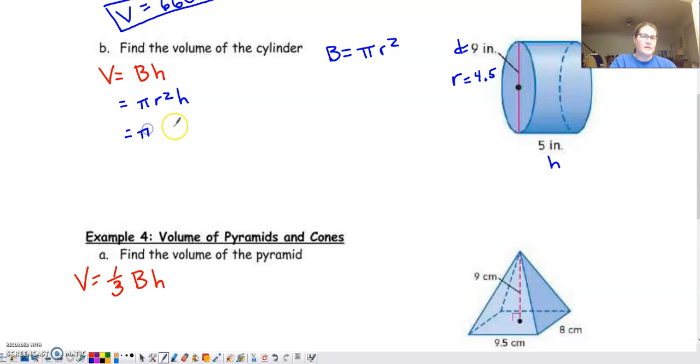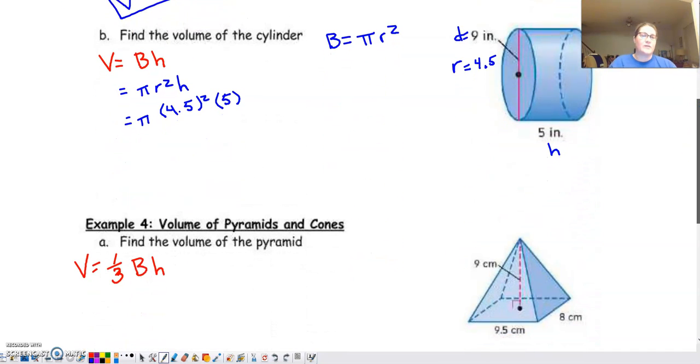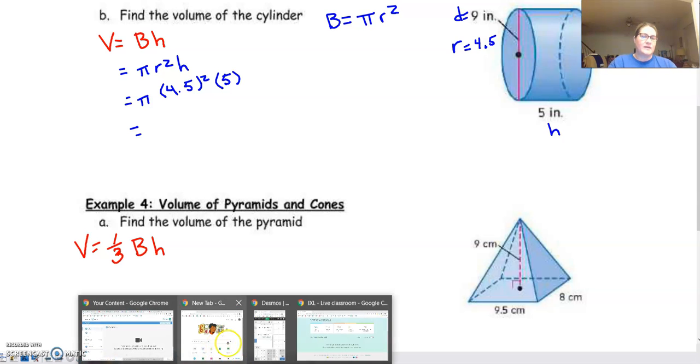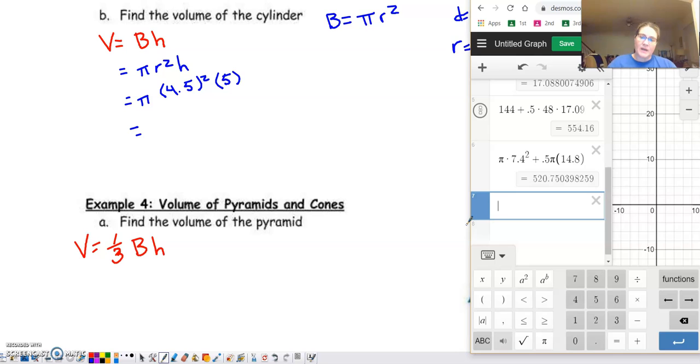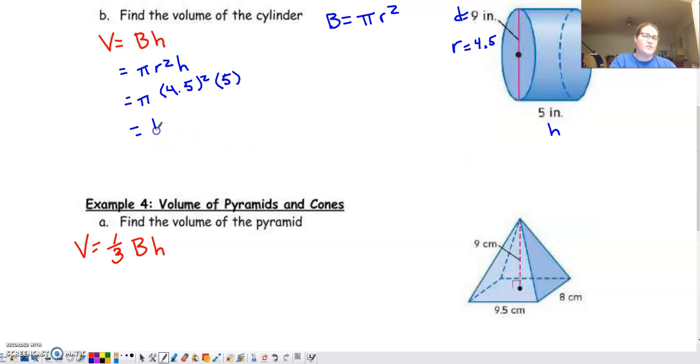So r and h, and I'm just going to plug in. So I've got pi times 4.5 squared, and then I'm multiplying by my height here of 5. I'm going to put that in the calculator and round to the nearest tenth like we've been doing. You could leave this in terms of pi, and I'm going to do that first because we'll leave things in terms of pi a lot in pre-cal. So I'm going to pop up my calculator, and I'm just going to put the 4.5 squared times 5 portion in first, and that is 101.25.